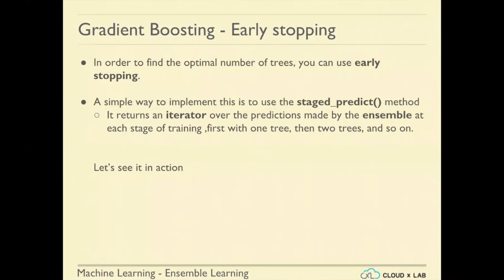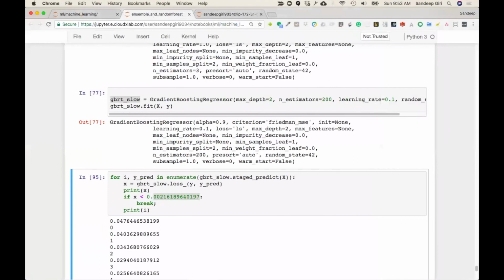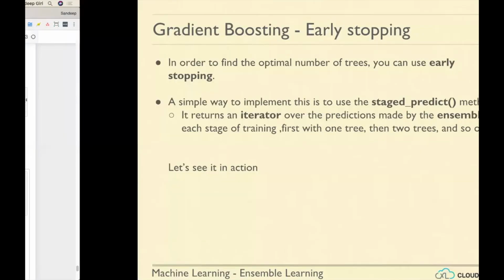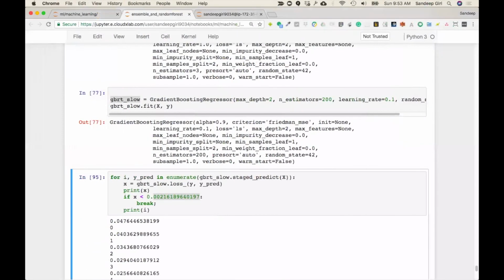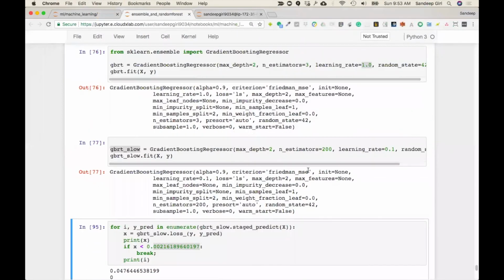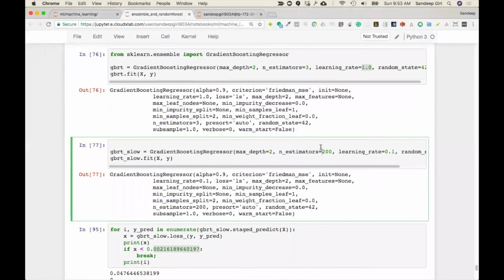All right, did it make sense to you? We need 29 estimators. That's right. All right, good. A question is, can you plug 29 into n_estimators and see if we get the same results? Yes, you should try that.